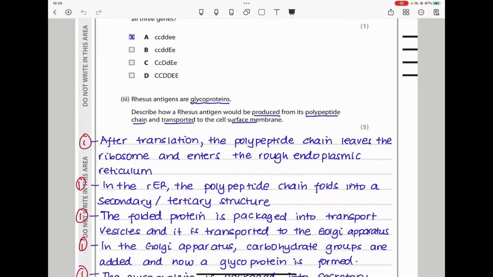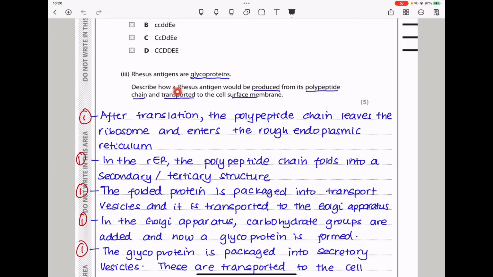Next they say, rhesus antigens are glycoproteins. Describe how a rhesus antigen will be produced from its polypeptide chain and transported to the cell surface membrane. This question is about the process from making the polypeptide chain to the point when this polypeptide chain is transported to the cell surface membrane. So we are talking about ribosomes, the rough endoplasmic reticulum, the Golgi apparatus, until packaged in the vesicles.